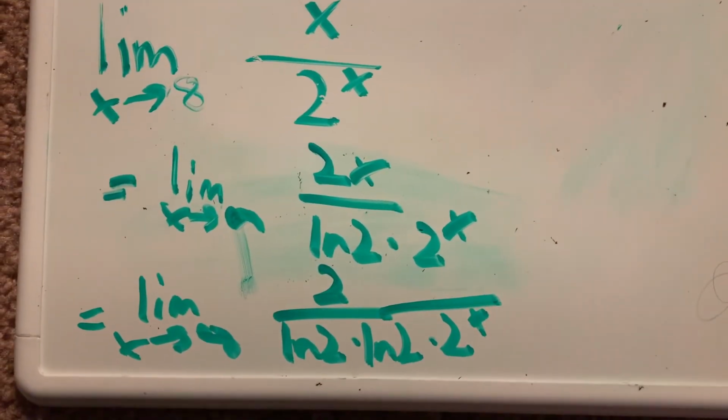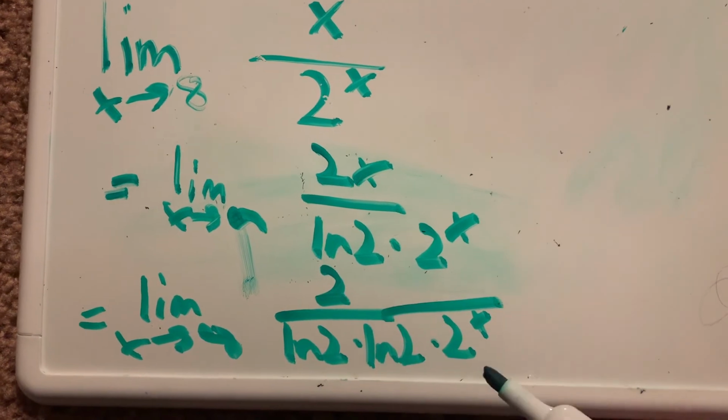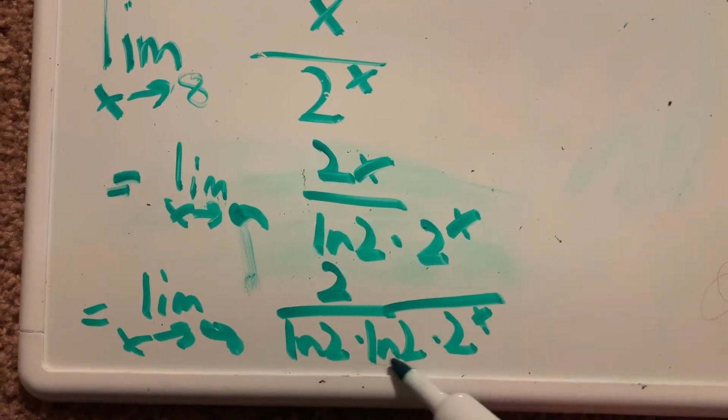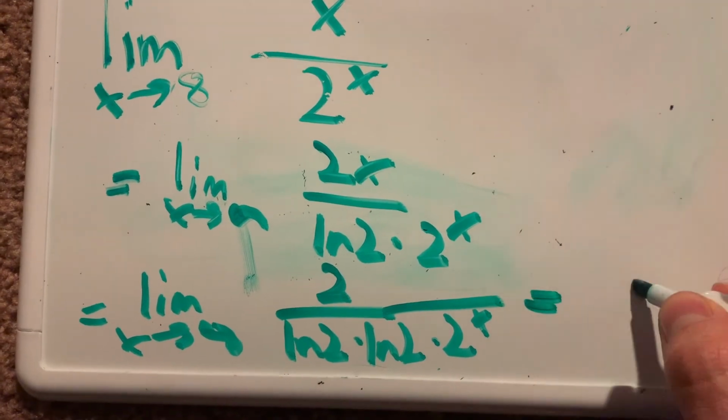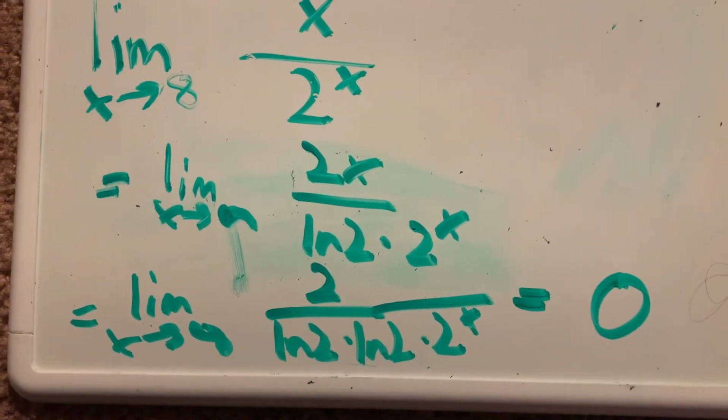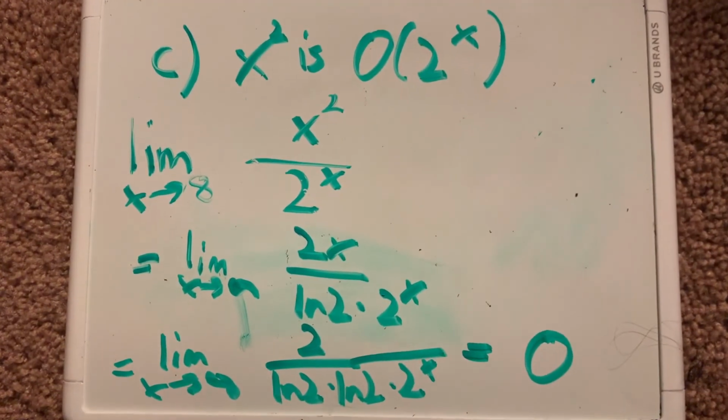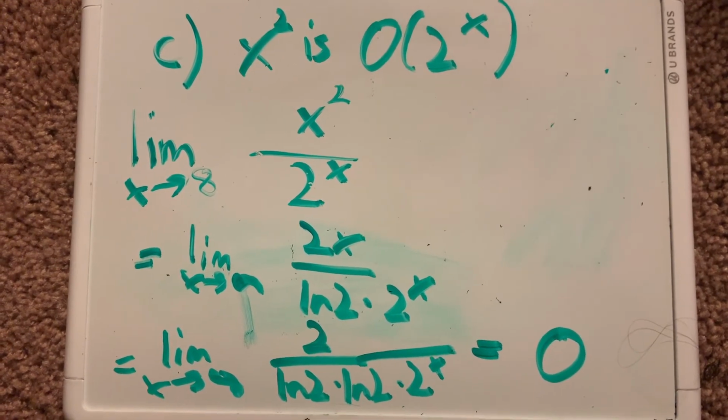And of course, from there, it's simple. We see that we have some constant divided by, again, another constant right here times 2 to the power of x. This is just going to become 0 when we apply the limit. And so, therefore, x squared is big O 2 to the power of x.